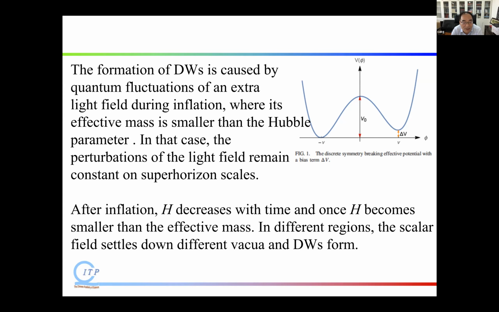the effective mass of the light field, in different regions the scalar fields settle down into different vacua, and then domain walls form. Because in some regions the scalar field may be here, it will fall down into this vacuum. If the scalar field in some regions is located in this region, it will fall into this vacuum. In that case, domain walls form.